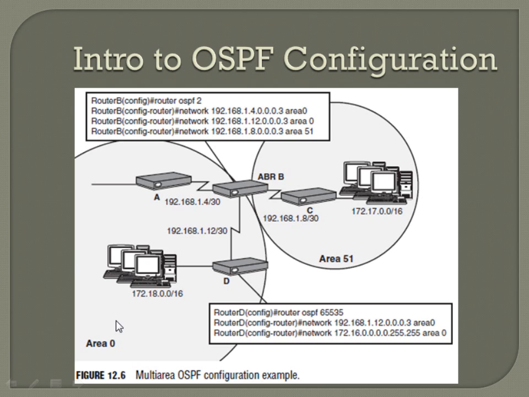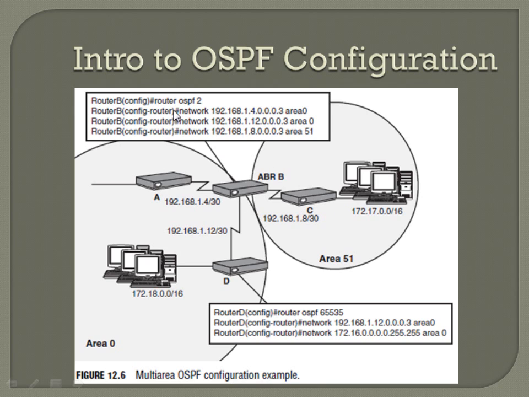But router B over here is an ABR, area border router. So it's got to have networks in 2 different areas. On the area 51 side, it's got the 192.168.1.8/30. That's labeled as area 51. Now you don't have to put this 172.17 network on the configuration of this router because it's not directly connected to it. You're going to have that advertised by router C, so you don't have to worry about it. You only have to worry about advertising the networks that are directly connected to that router.